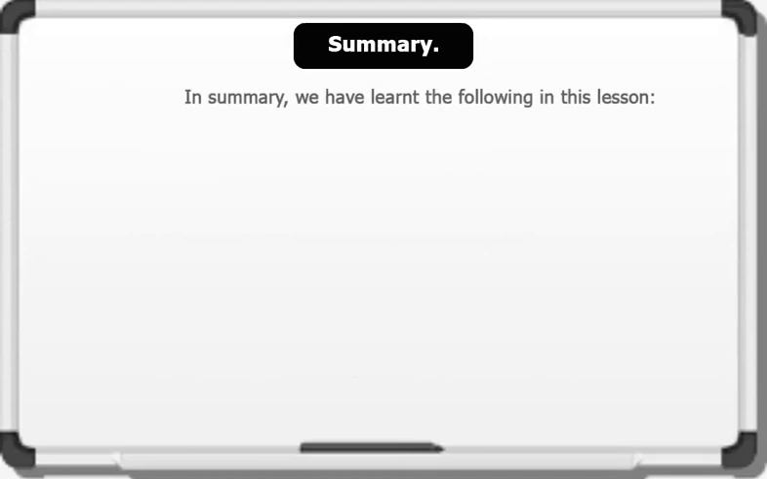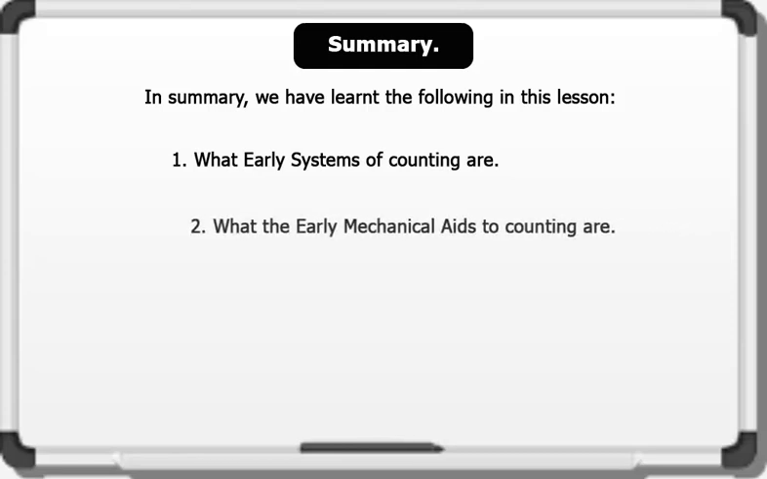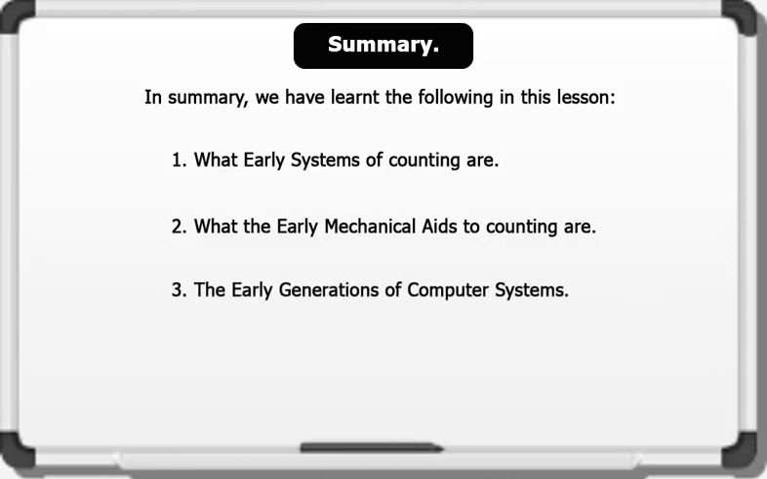In summary, we have learned the following in this lesson. 1. What early systems of counting are. 2. What the early mechanical aids to counting are. And 3. The early generations of computer systems.